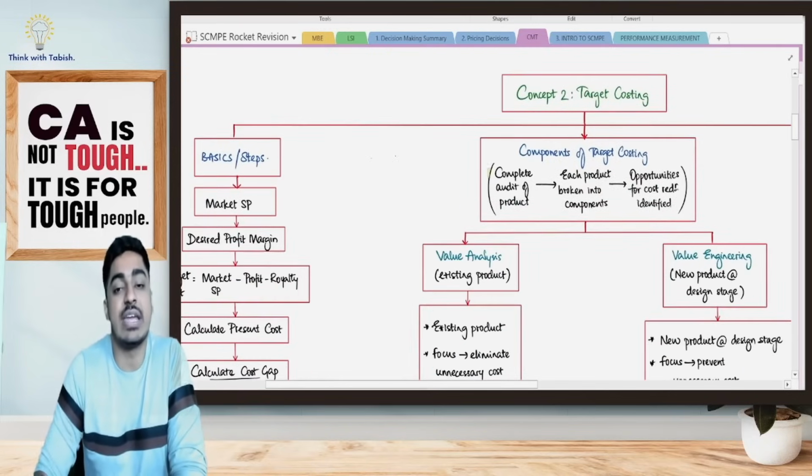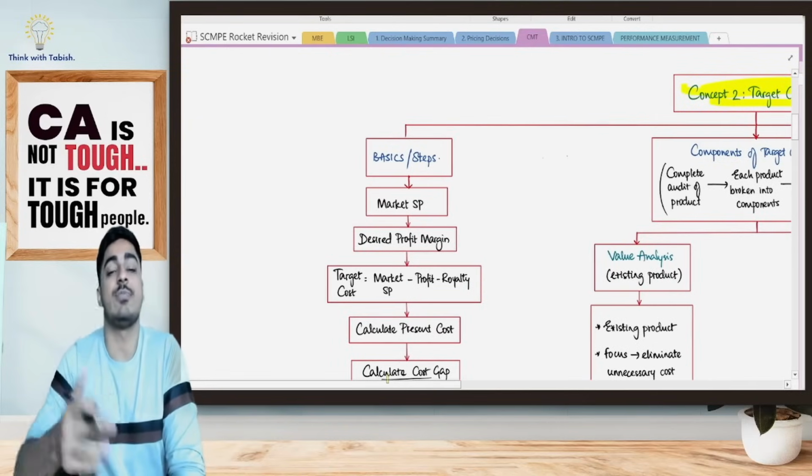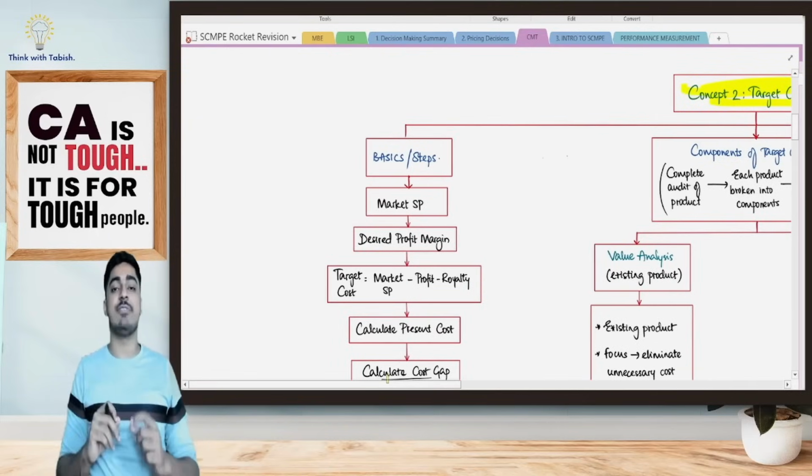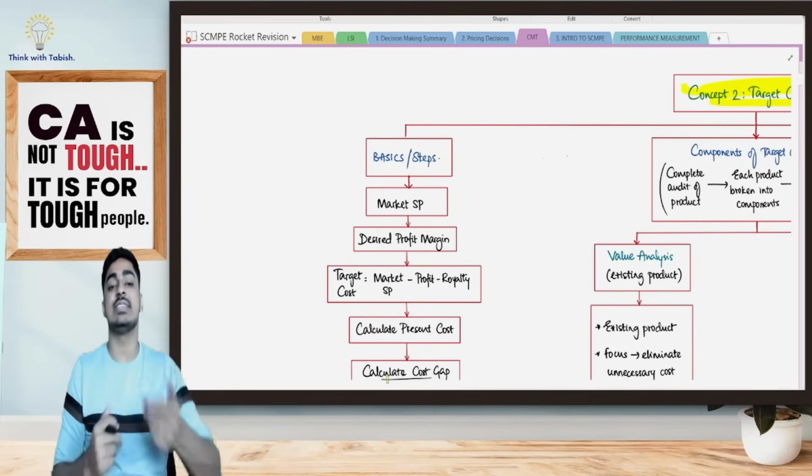Now target costing. What is target costing, students? It is the reverse of cost plus pricing. In cost plus pricing, I will calculate what the cost is, I will add my profit, and set my selling price. Here it is the exact reverse.